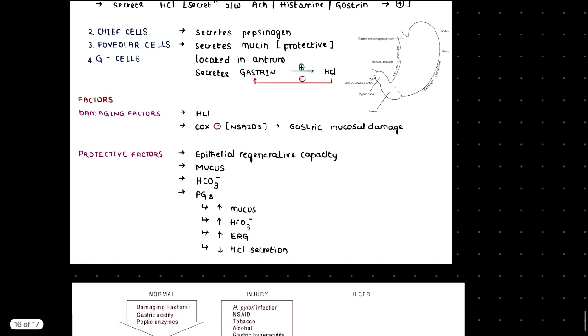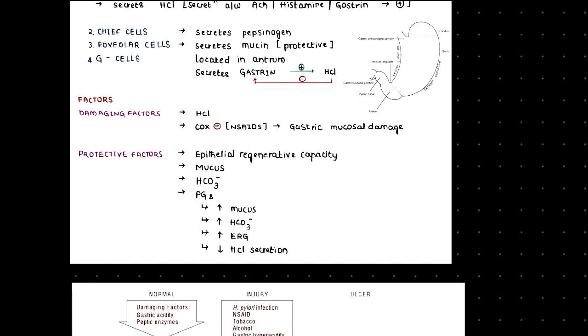So that's all. Similarly, prostaglandin will increase mucus production, it will increase bicarbonate production, and it will decrease HCl secretion. That is also one of the important things. Now one important thing I would like to mention here is that there should be balance between the damaging factors and the protecting factors in order for our stomach to be in a healthy condition.